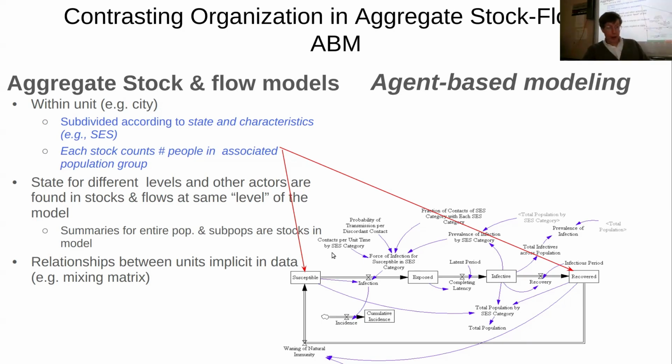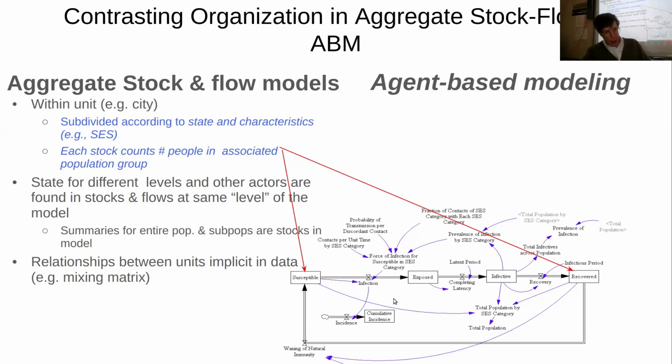So it follows that in an aggregate model, we organize the model. It's subdivided up according to state and characteristic. And each compartment here, each stock, each state variable counts the number of people there, right?